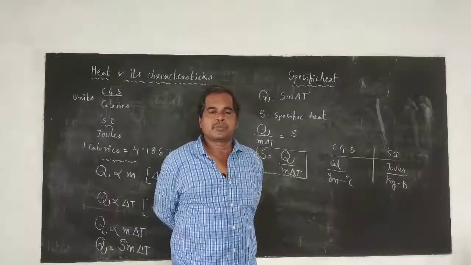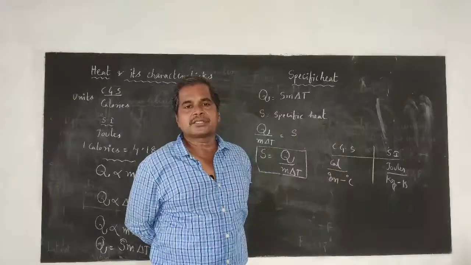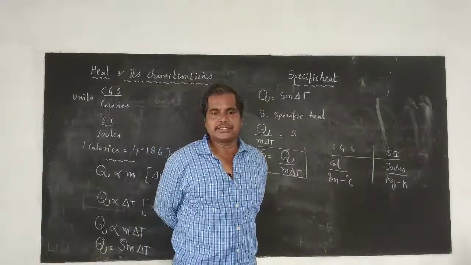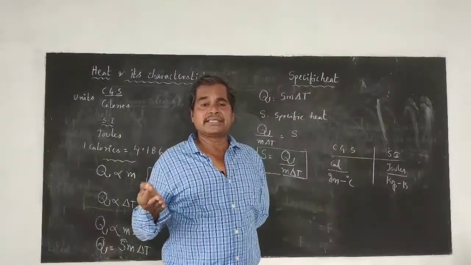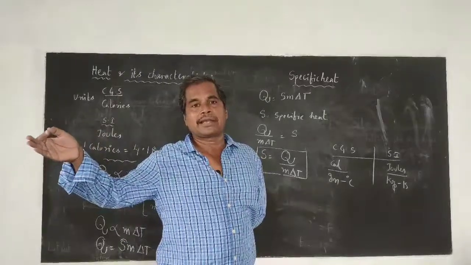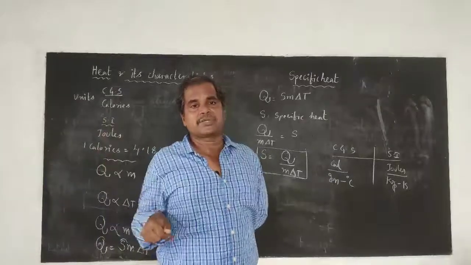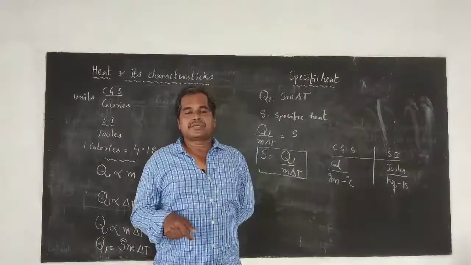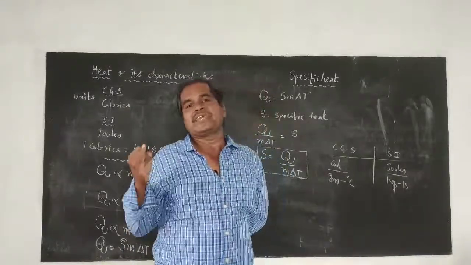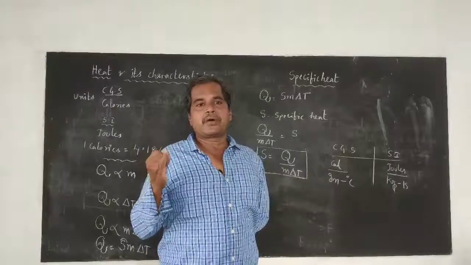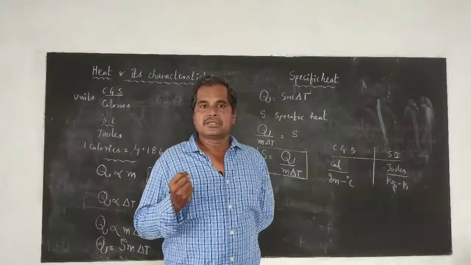How is it possible? Because the specific heat of the water is greater than the specific heat of the oil, so the rate of increasing temperature of the water is very slow when compared to the rate of increasing temperature of the oil, because oil has less specific heat value and water has high specific heat value. That's why we can say that specific heat of any substance depends upon the nature of the substance.